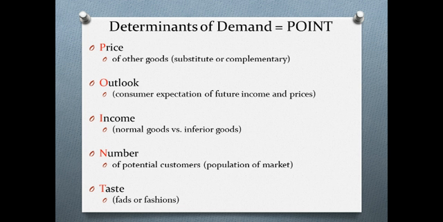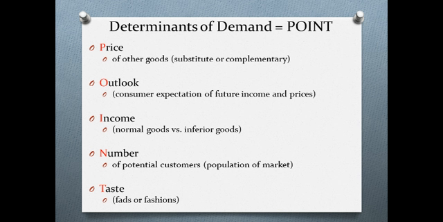Now, we need to talk about the determinants of demand. I created this acronym called POINT. These are the things that cause the demand curve to move, to shift. P is price of other goods, not the price of the actual good that you're looking at. It's the price of the other stuff. So if I'm looking at the supply and demand graph for coffee, the price of tea will shift the demand curve for coffee, not the price of coffee. This may not necessarily make sense when you see the graph. I promise it will make sense.